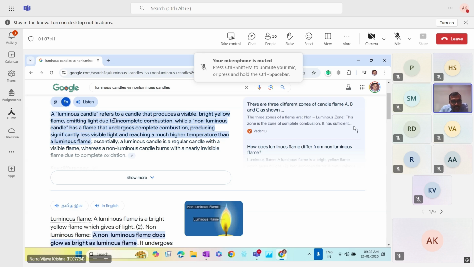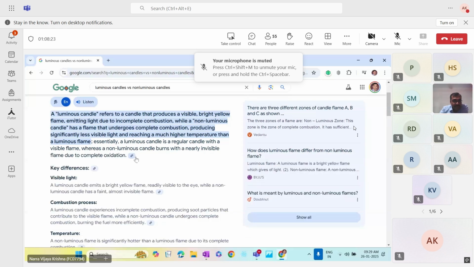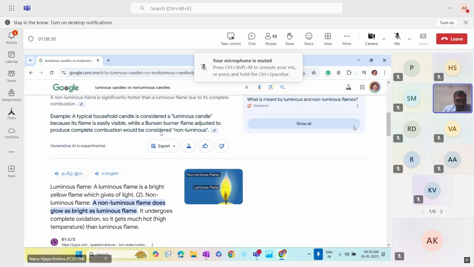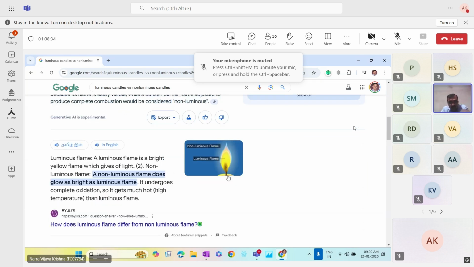A luminous candle refers to a candle that produces a visible bright yellow flame, emitting light due to incomplete combustion. A non-luminous candle means there is complete combustion, and instead of emitting light, it produces more heat, with significantly less visible light and reaching a much higher temperature than a luminous flame. Clear? Understood? Means if I make the compound, generally it is nothing but organic compounds only, no?